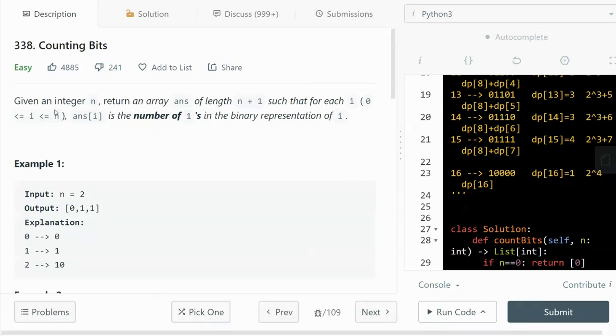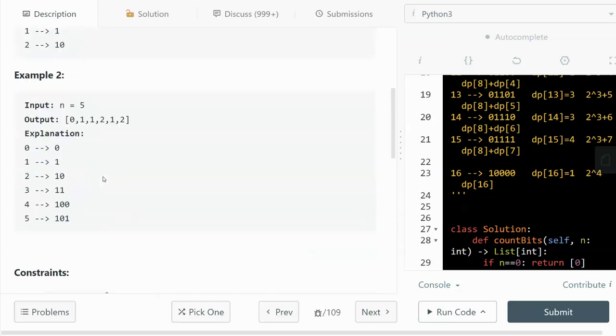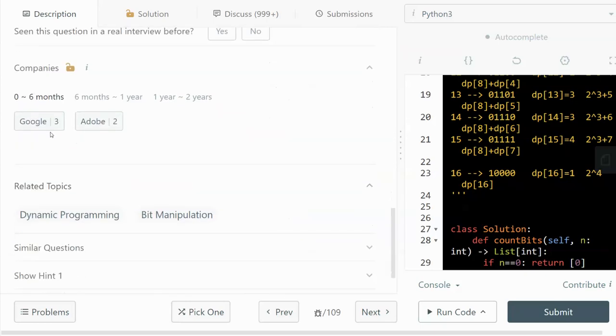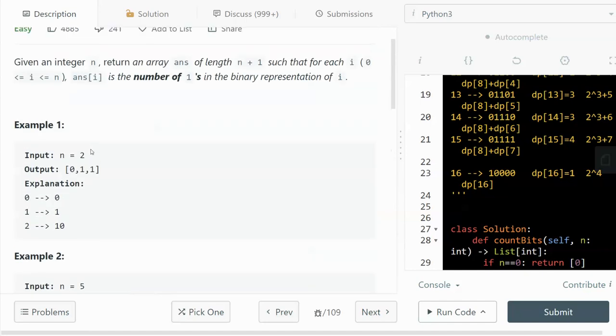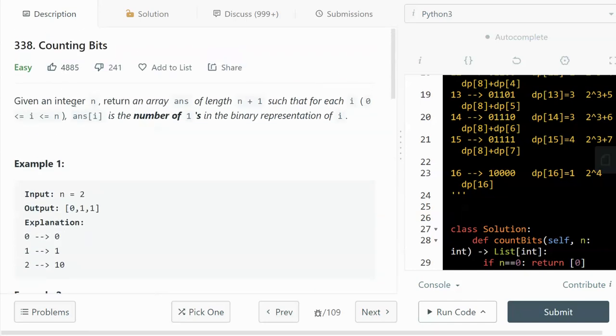In this video, I'm going to go through LeetCode number 338, Counting Bits. This problem is listed as easy, but I don't think it's that easy. I think it's a bit tricky, actually. This problem was asked by Google and Adobe in the past 6 months. What it's asking is to count the number of ones in the binary representation of a number.